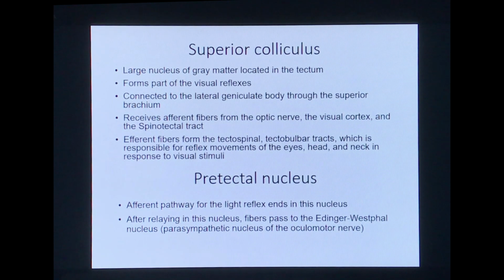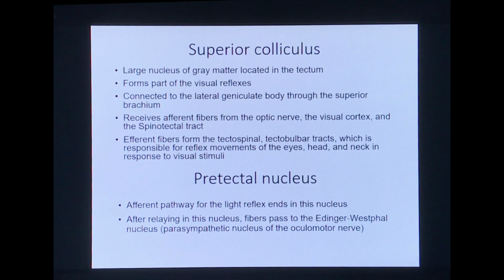So superior colliculus is a large nucleus of grey matter which is located in the tectum. As I mentioned earlier, it forms a part of the visual reflexes, that is mainly the pupillary light reflex. It is connected to the lateral geniculate body through the superior brachium. So it mainly receives afferent fibers from optic nerve, visual cortex and spinotectal tract, that is from the spinal cord. So it helps in coordination of the movement according to the reflex.